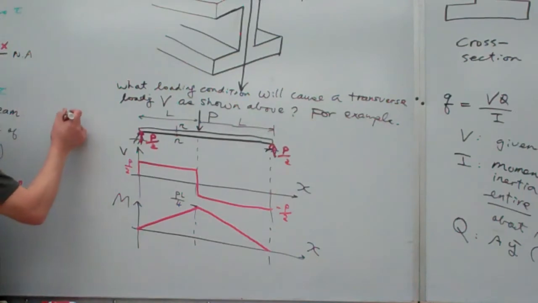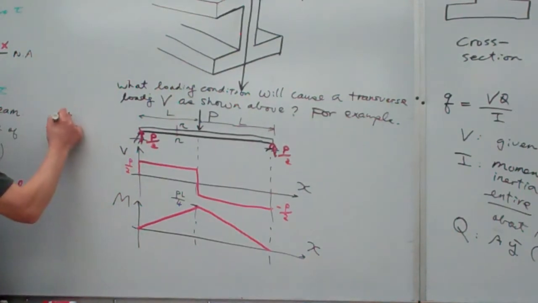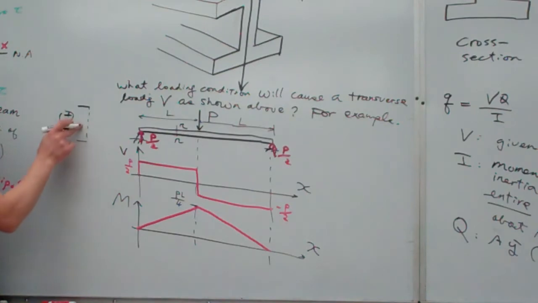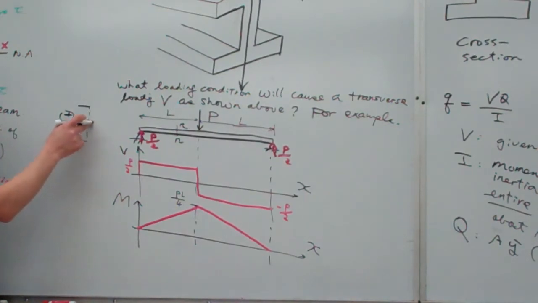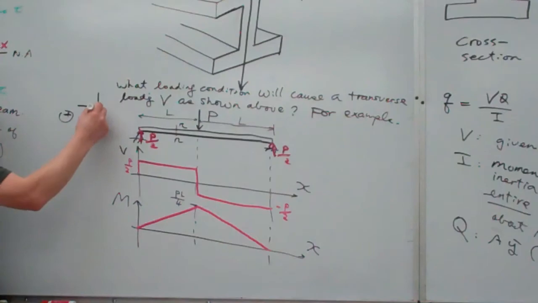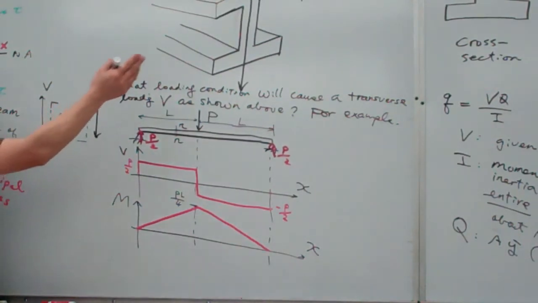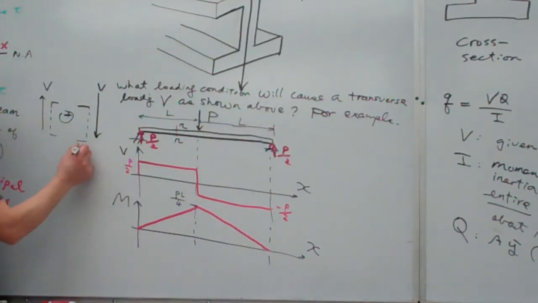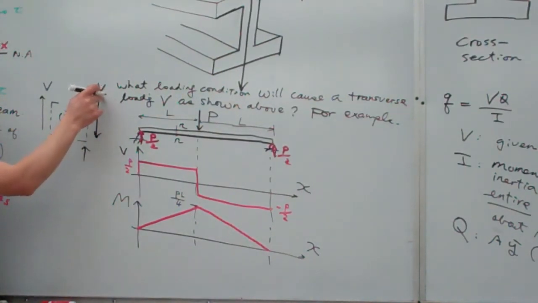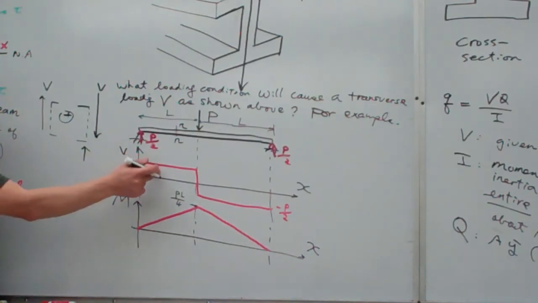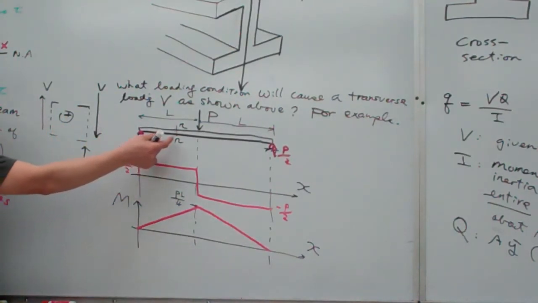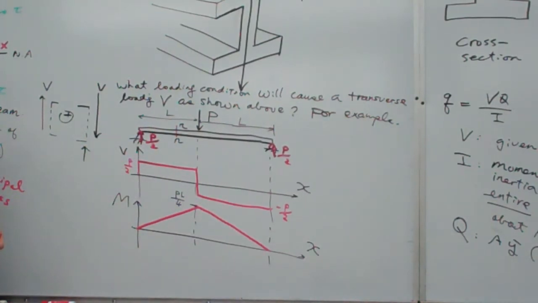On this side, per our sign convention, if we have the cross section facing right, the sign convention for positive V is downward. This is our sign convention, right? Right now, I expose this cross section belonging to this category. So here V is positive P over 2 pointing downward, which explains the loading situation on the cross section AN. Are we good?